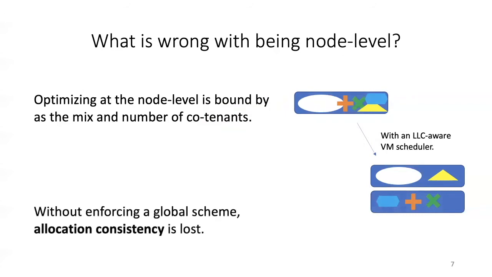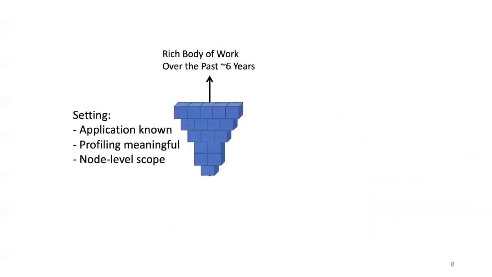Another issue with operating at the node level is that you cannot really deliver consistent allocations, and that is very important in public cloud settings. However, that enforcement requires your scheduler to be aware of last level cache. Over the past 6 years or so, there was a rich body of work looking at the settings where the application is known, or at least profiling is meaningful, and everything happens at the node level.